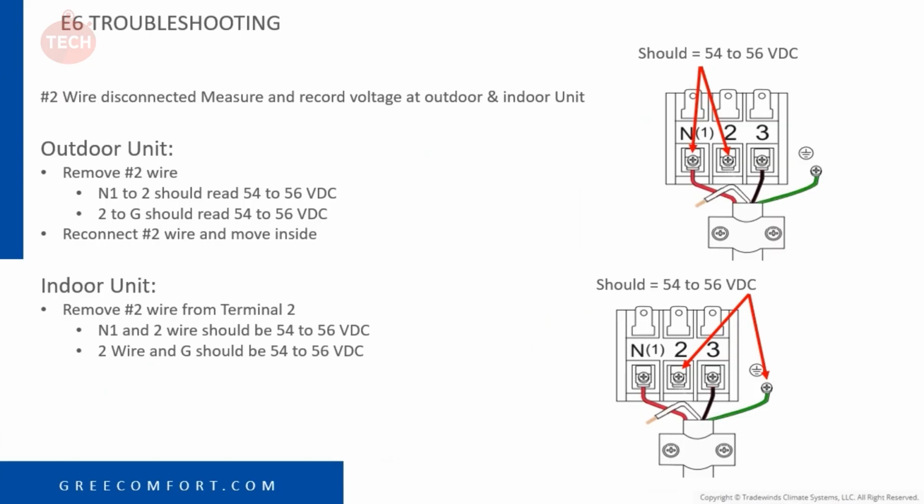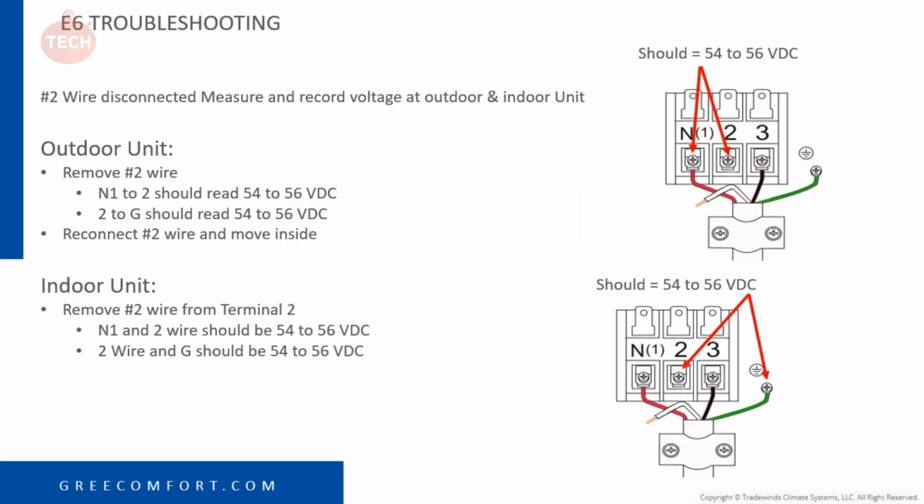And you can also check 2 to ground. 2 to ground should be right about that 54 to 56 volts DC. Again, 55 is ideal. If you go to the indoor unit, of course, you'd have to connect number 2 on the outdoor unit and then go inside and then remove number 2 from the indoor unit. You can test that on the inside.